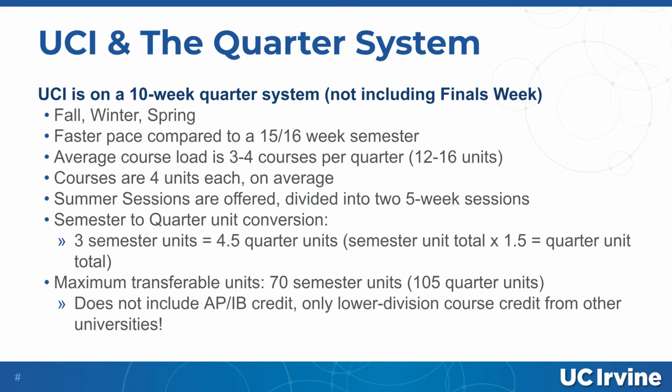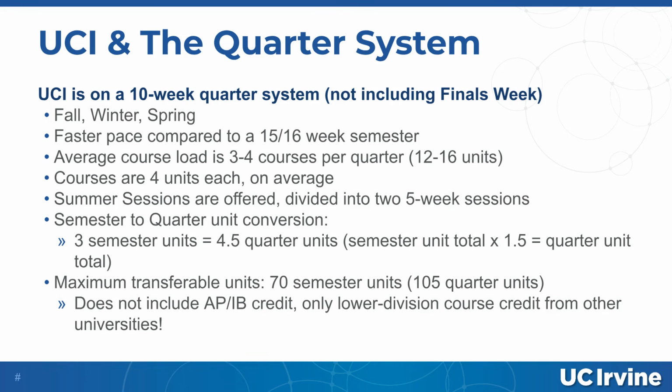The average course load per quarter is 12 to 16 units. Since most courses are 4 units each, this equates to approximately 3 to 4 classes per quarter. UCI also offers summer sessions. Summer sessions 1 and 2 are each 5 weeks in length, half the duration of a standard quarter, while a separate 10-week summer session is also available, though with a more limited selection of courses.